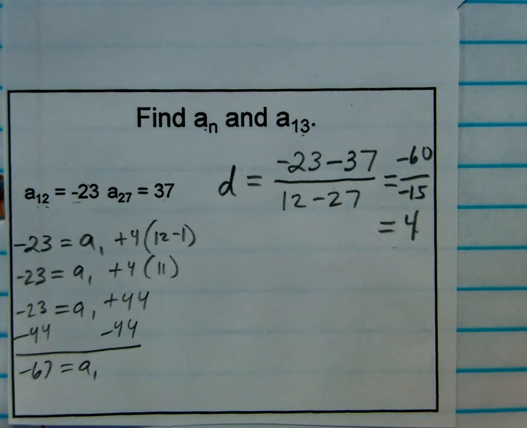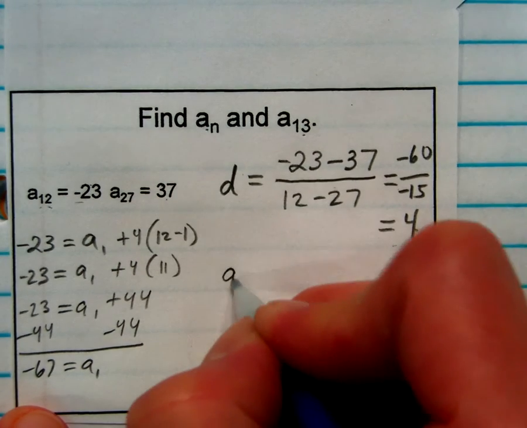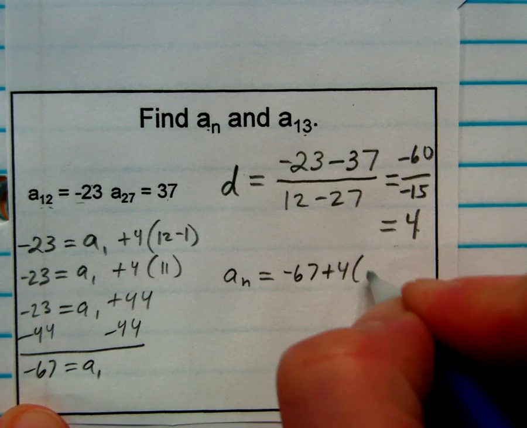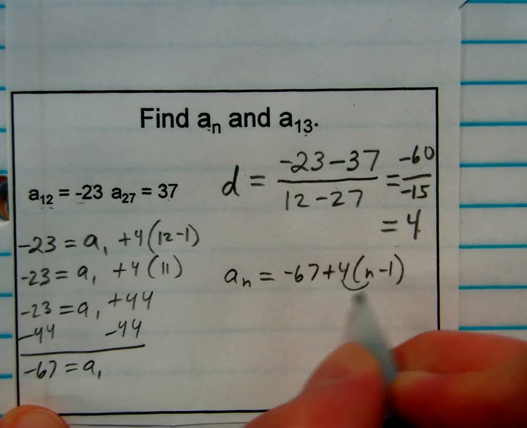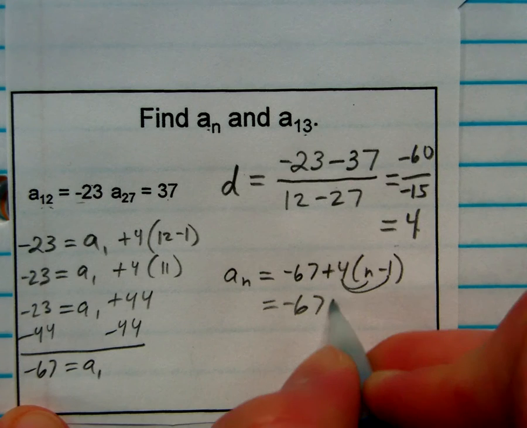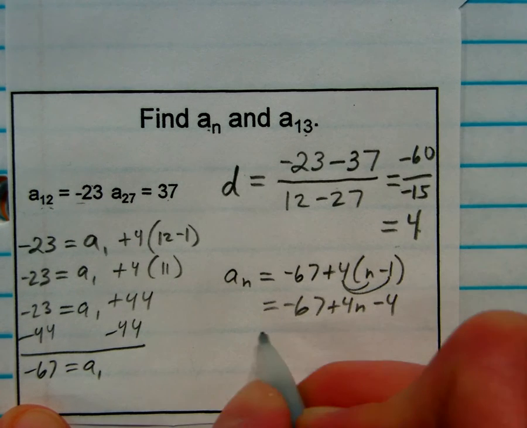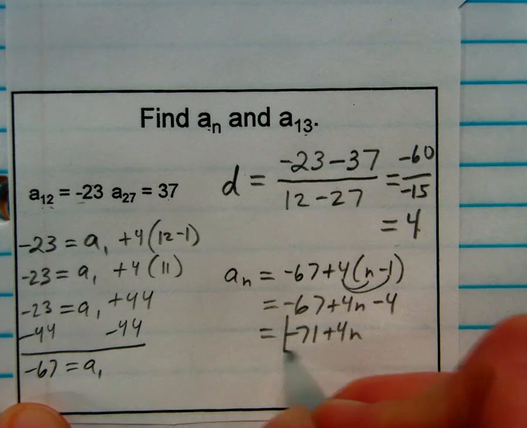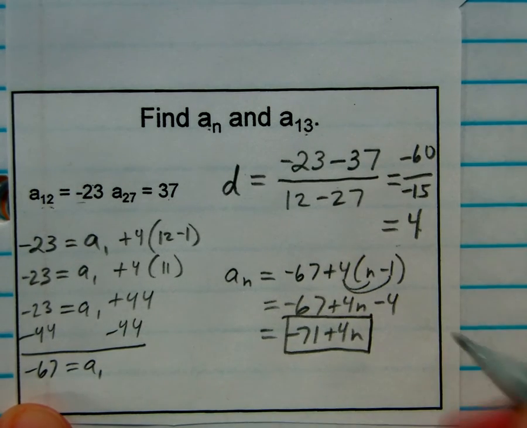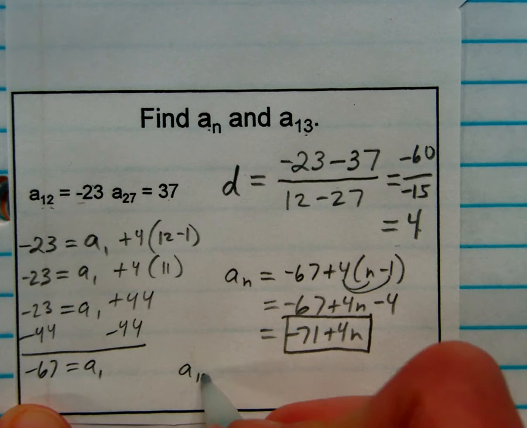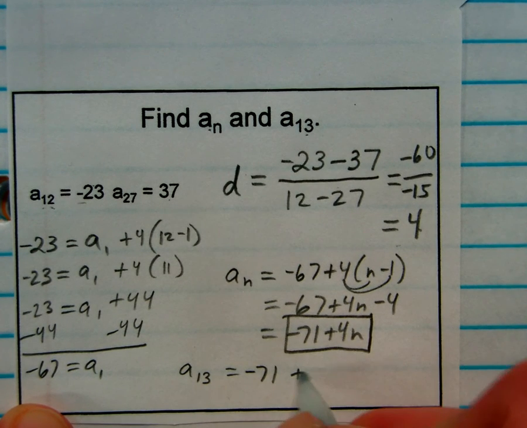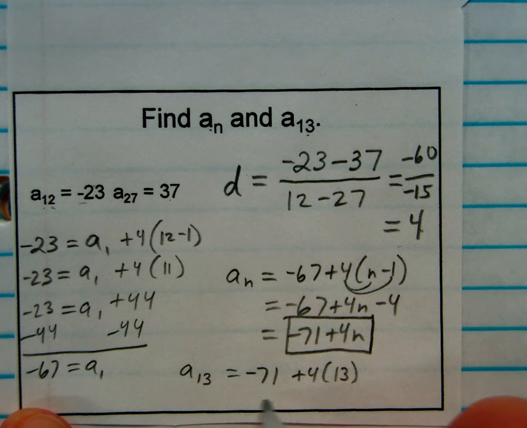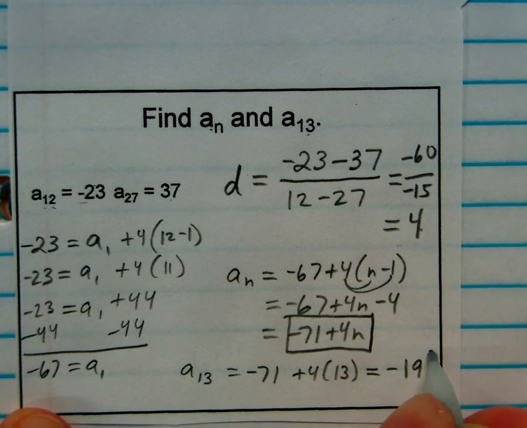So now we can write our formula and get everything done. So AN equals negative 67 plus 4 times n minus 1. Can clean that up a little bit. Negative 67 plus 4n minus 4, which would be negative 71 plus 4n. So that's our formula. And then if they want the 13th term, we just put 13 in. So negative 71 plus 4 times 13. And we end up with negative 19.